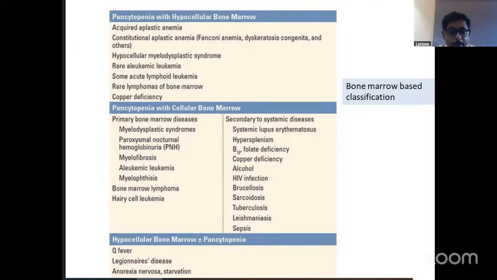Now, there could be a CBC which does not show pancytopenia, but if you go on to see the bone marrow, it would be hypocellular. So for hypocellular bone marrow with or without pancytopenia, the causes are Q fever, Legionnaires' disease, anorexia nervosa, and starvation. So based on bone marrow, you have three types of classification: pancytopenia with hypocellular bone marrow, pancytopenia with cellular bone marrow, which is further divided into primary and secondary, and hypocellular bone marrow with or without pancytopenia. So these are bone marrow based classifications.